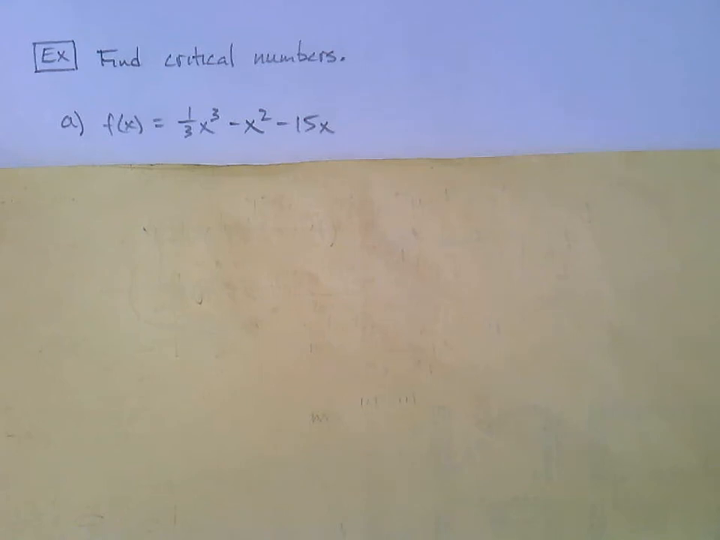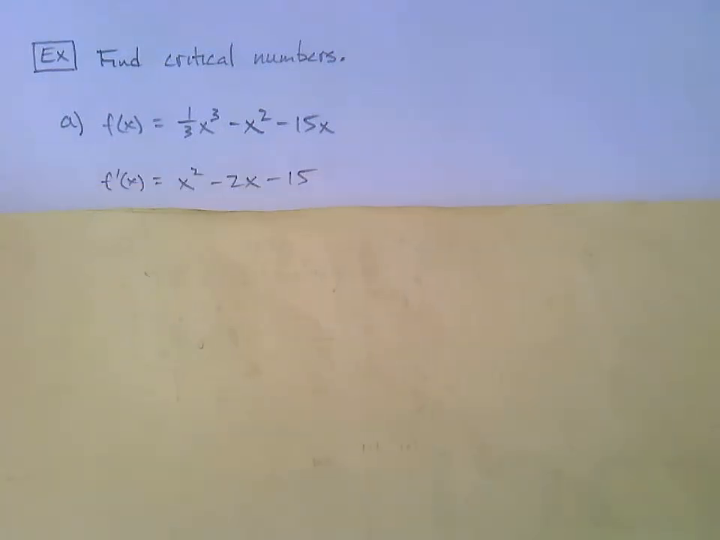Okay, find the critical numbers. Let's start with a relatively easy one, about as easy as they get. f of x equals 1/3 x to the third minus x squared minus 15x. Just find the critical numbers. The critical numbers are where the derivative either equals 0 or where the derivative does not exist. So in either case, obviously, we're going to need to know the derivative. So let's find the derivative first.